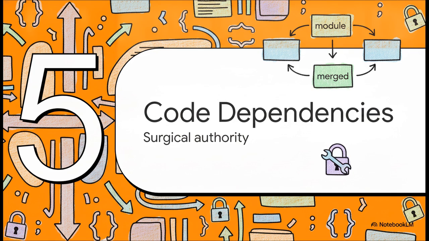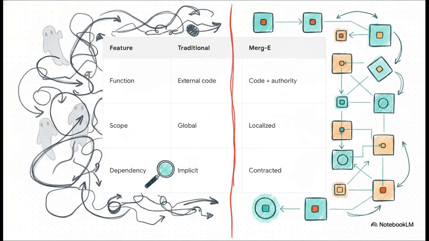Section 5. Redefining code dependencies. And this brilliantly illustrates the stark contrast between traditional programming models and Merg-E. Let's look at how this plays out in practice. Traditional imports, well, they simply pull external code into a file, often polluting the global scope and implicitly trusting the imported module with whatever ambient authority the running program happens to have.